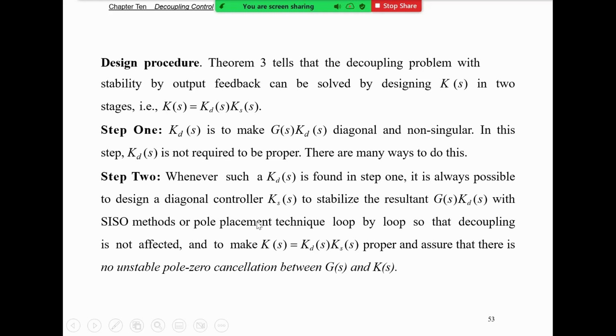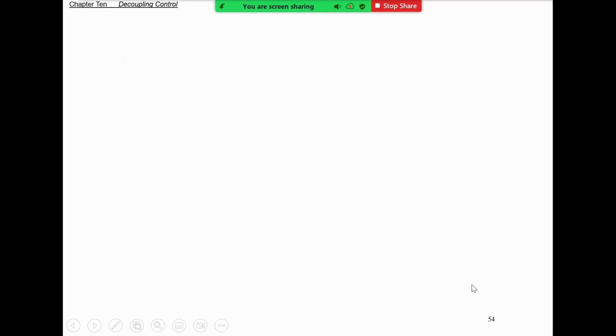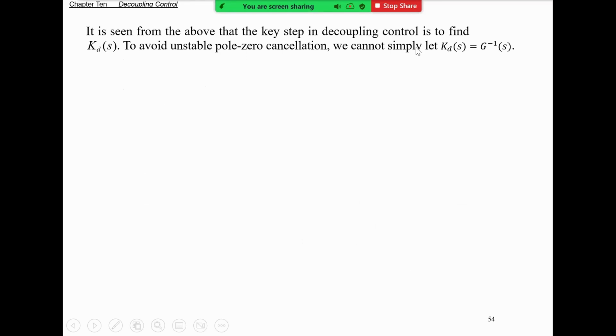How do we do the second step? This one you have already learned in chapter 9. For any system, you can stabilize it with pole placement. So we just focus on the first step. How do we make it decoupled? Of course, using the inverse of G is the easy way, but sometimes it may involve unstable pole-zero cancellation. We want to avoid that. Then there are some other ways to make this G times KD a diagonal matrix.